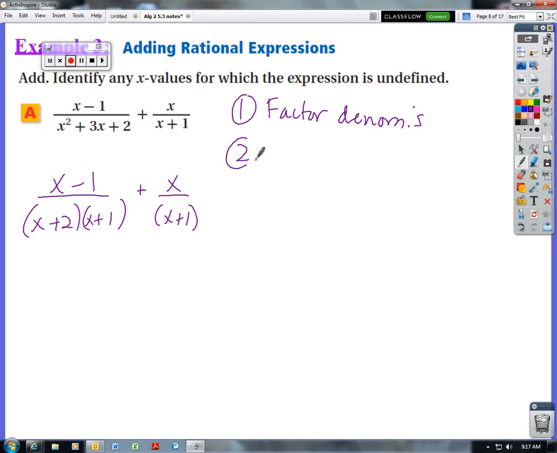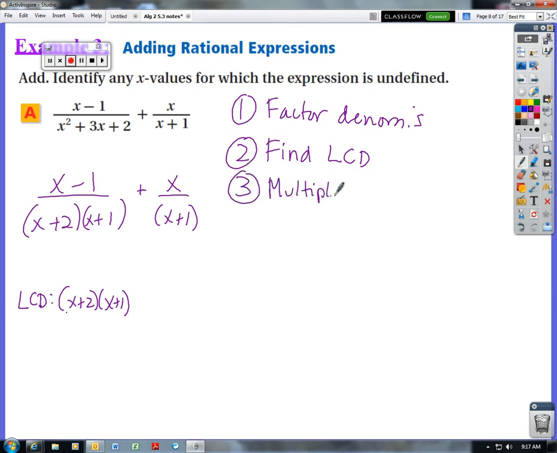Second step is to find the LCD or the LCM, least common denominator. And that's going to be, in this case, x plus 2, because we need that one. We need the x plus 1. And then we've already got the x plus 1, so we don't want it again. So this is our least common denominator right here. And then the third thing we need to do is multiply so that both fractions have the same LCD.